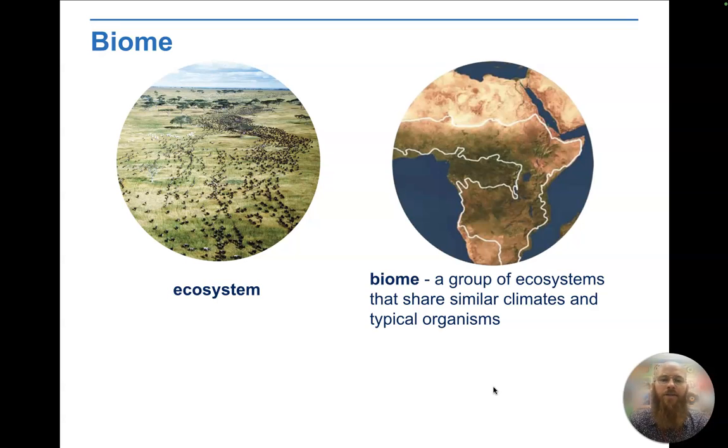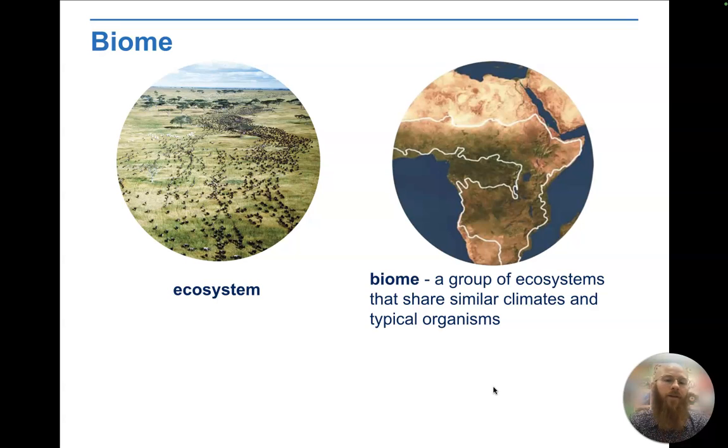And ecosystems are going to typically have very similar climates, very similar types of organisms. And if you were to look at a group of ecosystems that all share those similar climates, similar types of organisms, similar ways of living, well, then at that point you would have what we call a biome, right? It's a group of similar ecosystems.